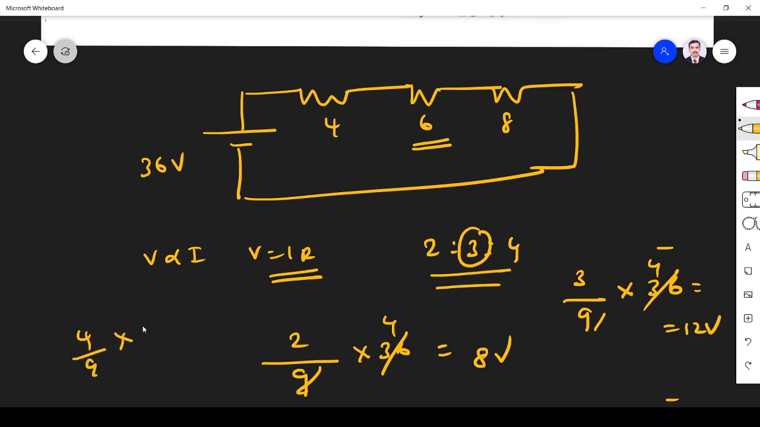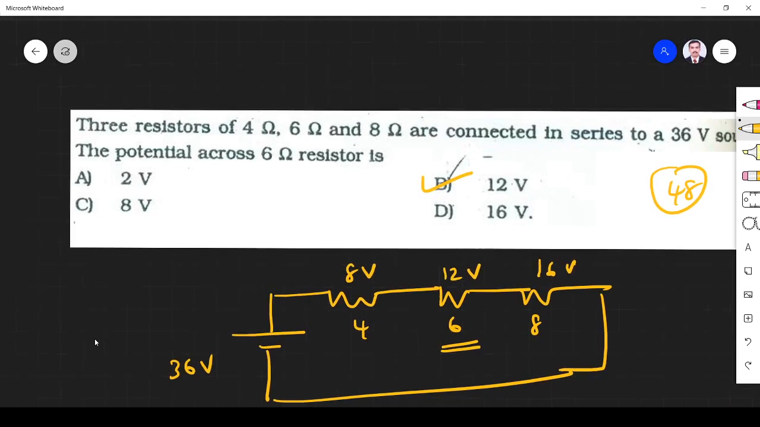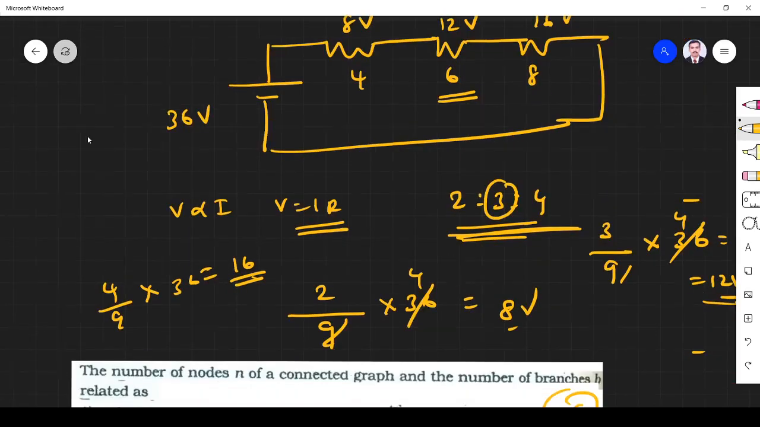Here for the 8 ohm, it is 4 by 9 into 36, this is 4 times, right? So 4 into 4 is 16. So total you see 16 plus 8 is 24, 24 plus 12 is 36. So here it is 12 volt, here it is 8 volt, here it is 16 volt, right? 2 is to 3 is to 4. If you divide by 4, you will see 2, 3, 4, the same proportion, right? So like that you can use logic, no need to use formulas and all. Simply you can find the answer.